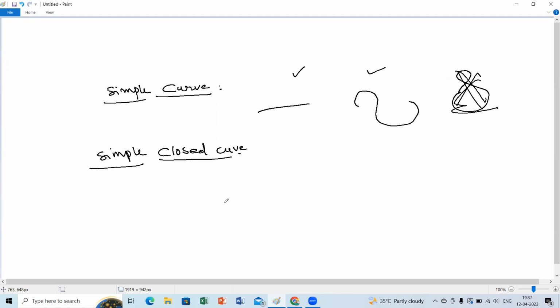What about simple closed curves? Ma'am, closed curves don't overlap each other. In a closed curve, the starting point and end point should meet, yes or no? Suppose I started here and I ended here. Is it a simple closed curve? Yes, ma'am. Without lifting pen and paper, the starting point and ending point should be joined. That's nothing but a simple closed curve.